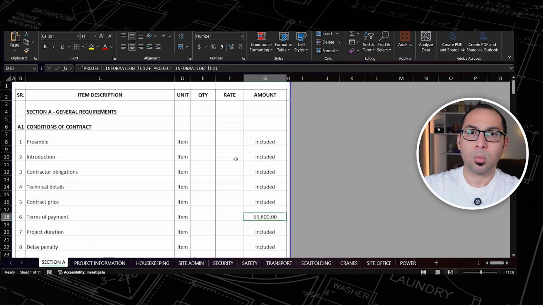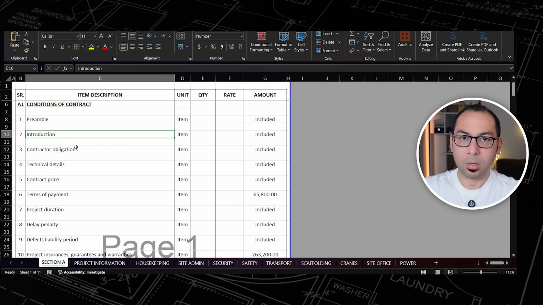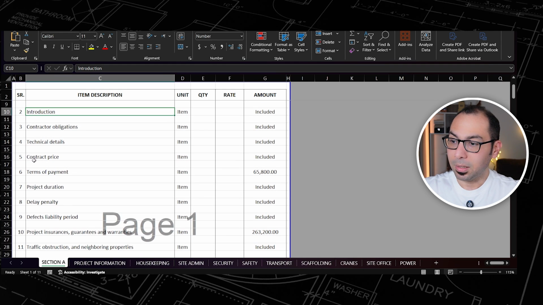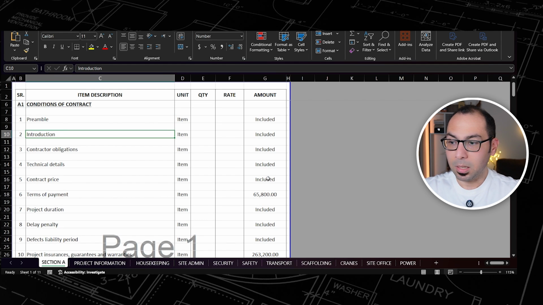And the first subsection we have here is the conditions of contract. And under the conditions of contract, we need to list down all our clause headings in the contract. So as you can see here, we have the preamble and we have introduction. These are all clause headings. We have contractor obligations, technical details, contract price, but all of these I am marking them as included because they don't have any cost impact.